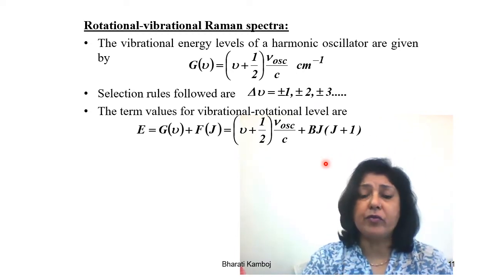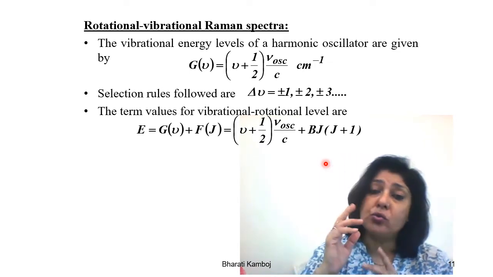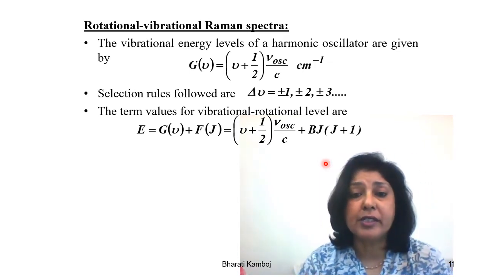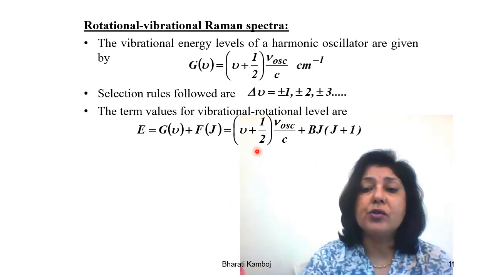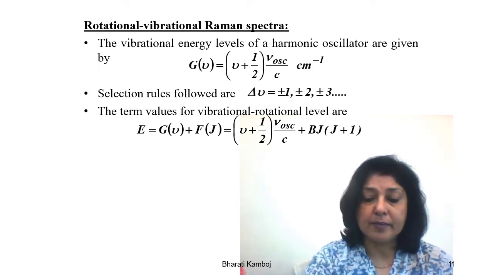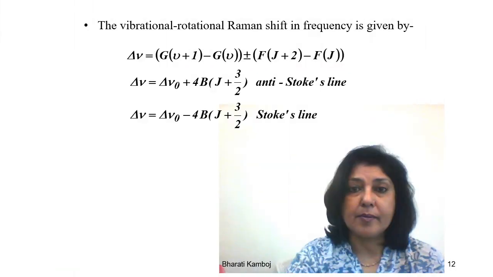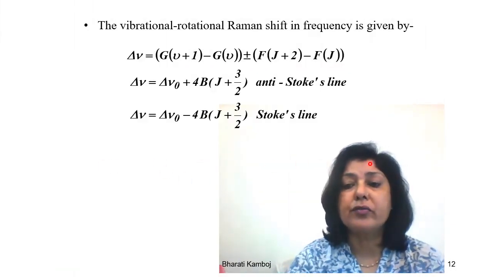and therefore the total term value when the electron jumps between two rotational energy levels corresponding to two different vibrational energy levels is E equal to G(nu) plus F(J), that is (nu plus half) nu oscillation by C plus B J (J plus 1). And the vibrational rotational Raman shift in frequency is given by delta nu.